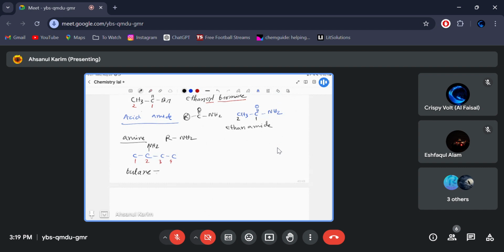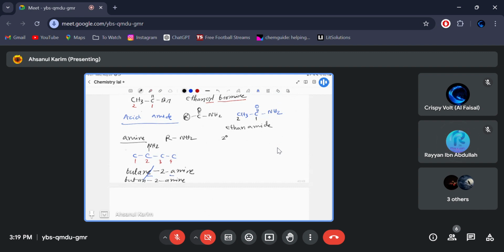What is the position of the amine group? 2. So 2 amine, right? Since you have consecutive vowel, remove one vowel from here. So the name will be butane 2 amine. Clear? This is how you can name any amine. Clear? No issues? No, sir.